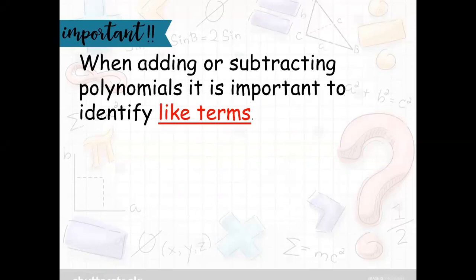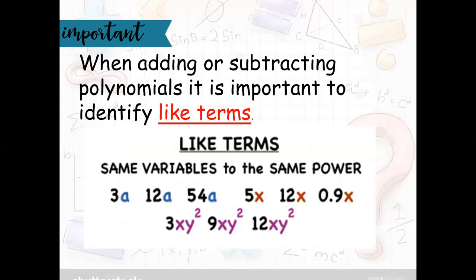Now, what are like terms? Like terms are the terms which have the same variable with the same exponent. So you can see some examples of like terms here. So 3a and 12a, 54a, all of them have the variable a. So these are called like terms. Similarly, you can see 5x, 12x, 0.9x. They all have the same variable, which means they are like terms too.